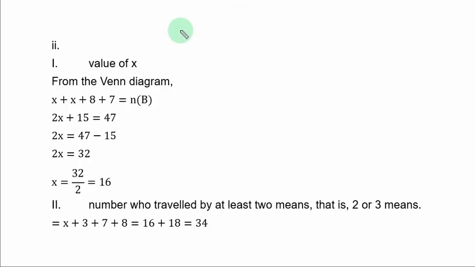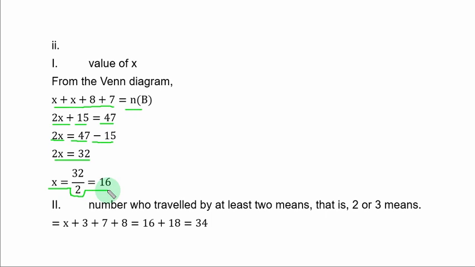Part 1, find the value of S. As I explained earlier, we use the subset for bus, where you have S plus S plus 8 plus 7 equal to the number of travelers by bus. S plus S is 2S, 8 plus 7 is 15, equal to 47. If you collect like terms, you have 2S equal to 47 minus 15. 2S is equal to 32, and S is equal to 32 divided by 2, that is 16.